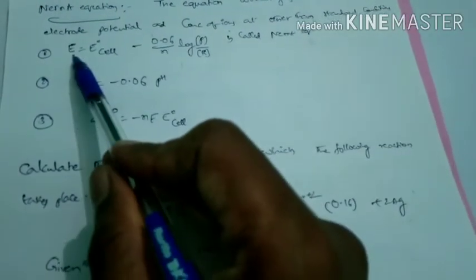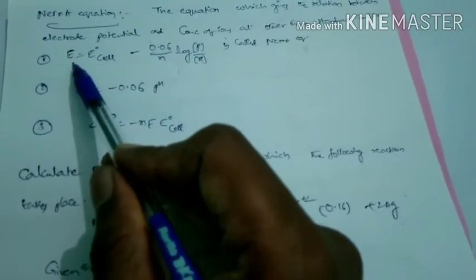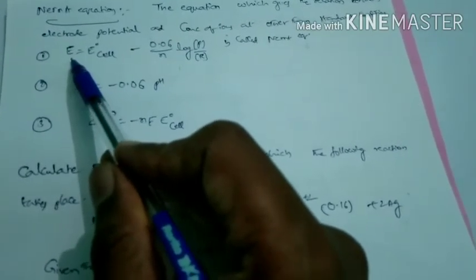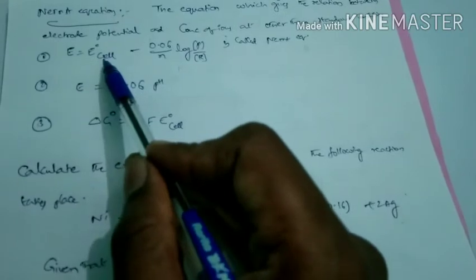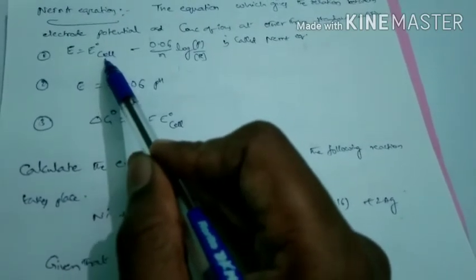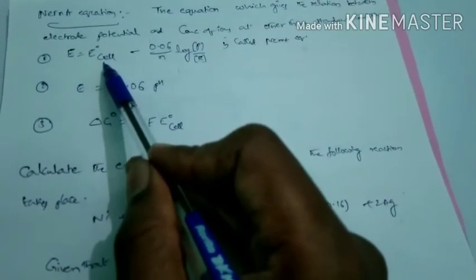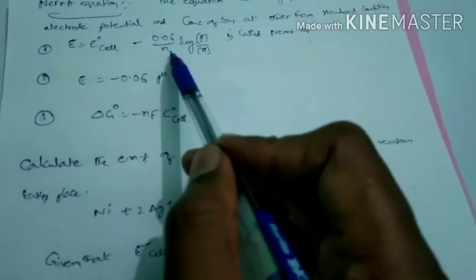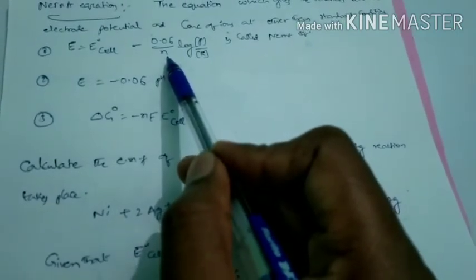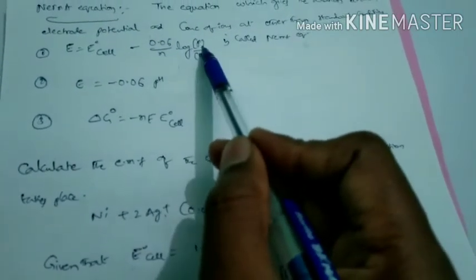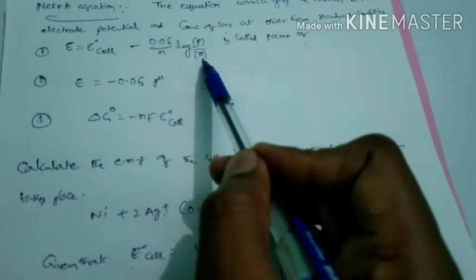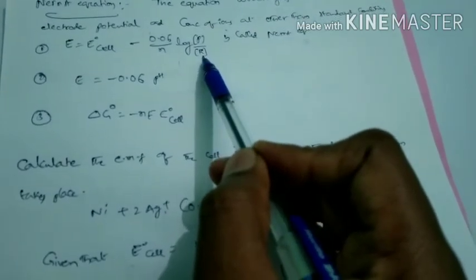where E is electrode potential, nothing but electromotive force at other than standard conditions. E0 cell means electromotive force or electrode potential at standard conditions, and N is the number of electrons involved in the reaction. This is the concentration of products and this is the concentration of reactants.